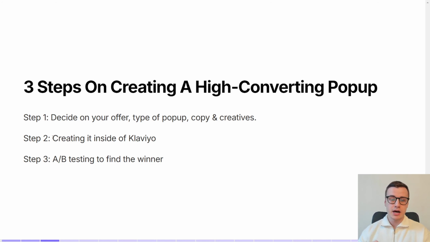Step number 1, decide on your offer, type of pop-up, copy, and creatives. So we'll go over each of these 4 things one by one. Step 2 is creating it inside of Klaviyo and A/B testing to find the winner. Now I'll show you this live in a live tutorial video. I'm not just going to tell you how to do it. But yeah, let's start with step 1.